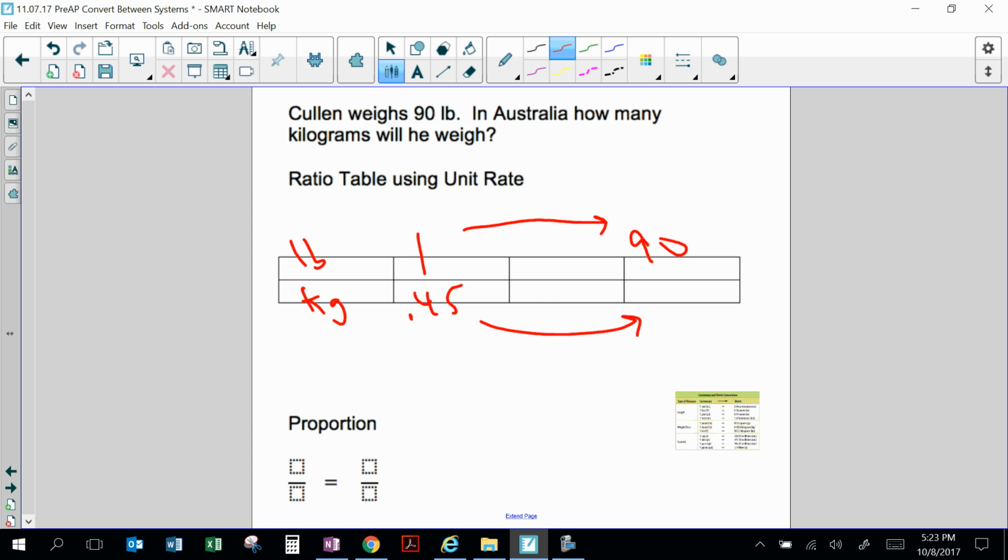That's times 90. So 90 times 45, 5 times 0 is 0, 5 times 9 is 45. Put his zero placeholder. 4 times 0 is 0. 4 times 9 is 36. If you add this up, you get 4,050, but it's 2 places behind a decimal. So it's about 40.5. Kilograms and pounds are both the same weight, but it wouldn't be 90 kilograms for 90 pounds. It would be a little less than half the number.